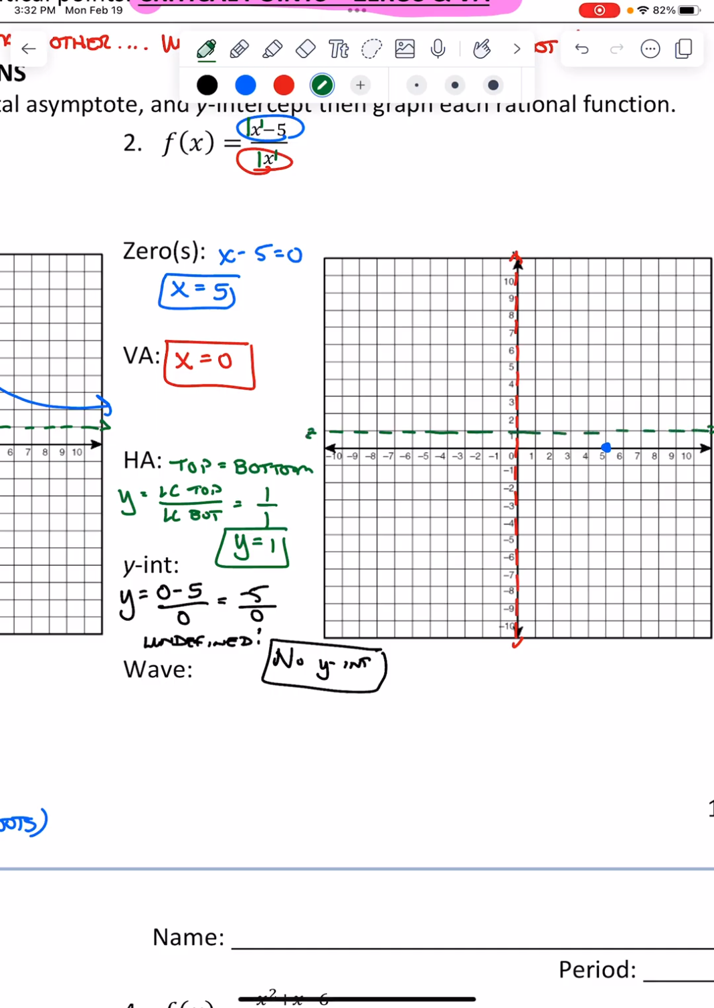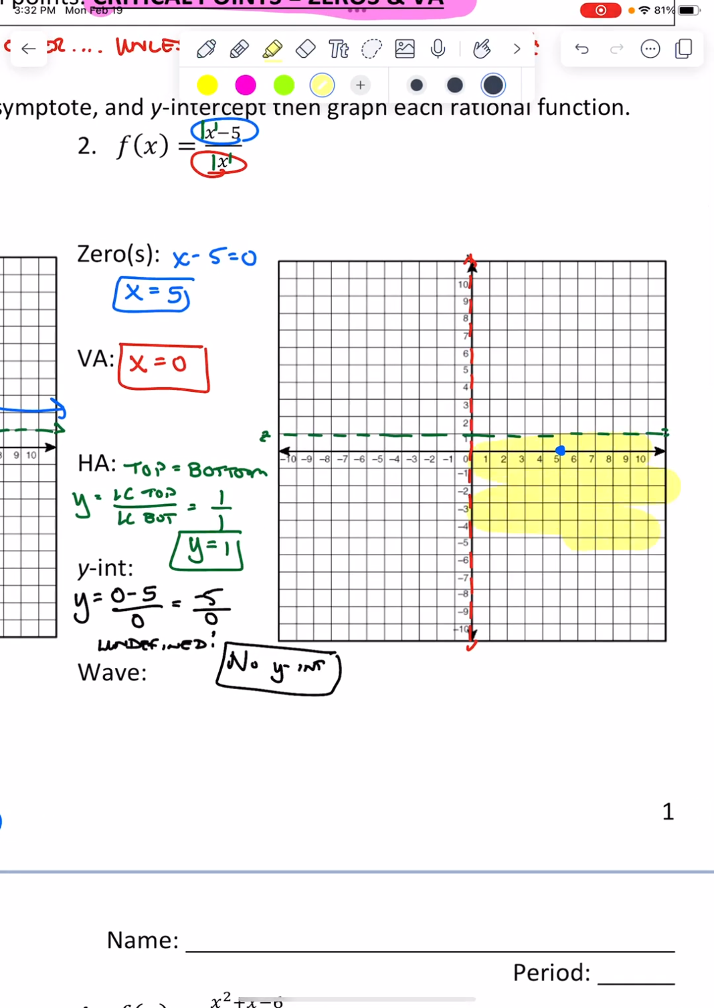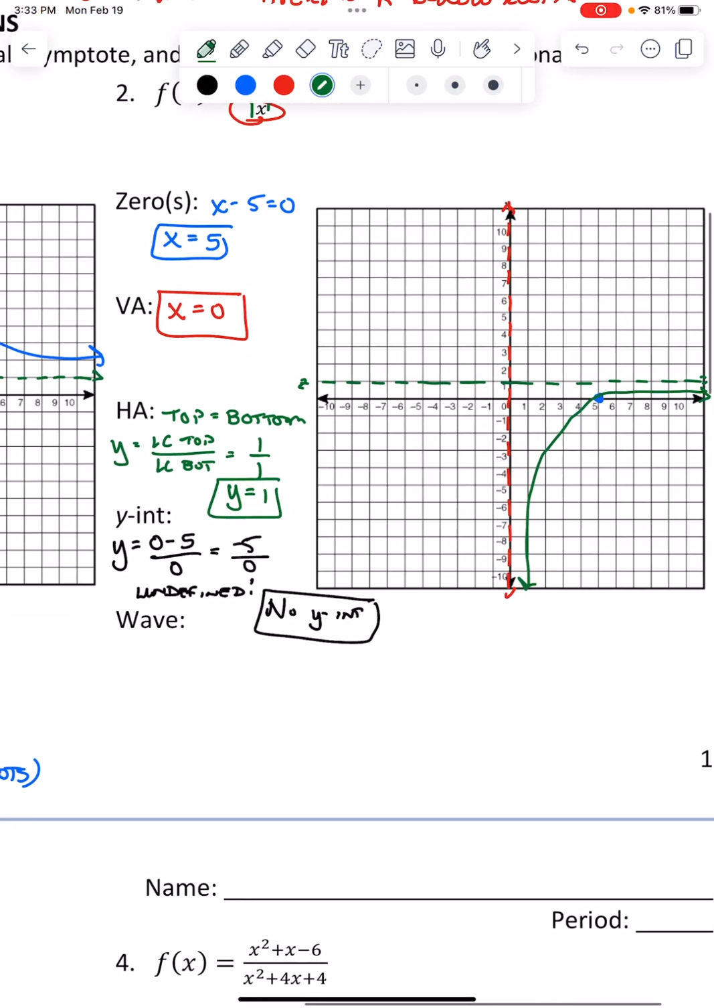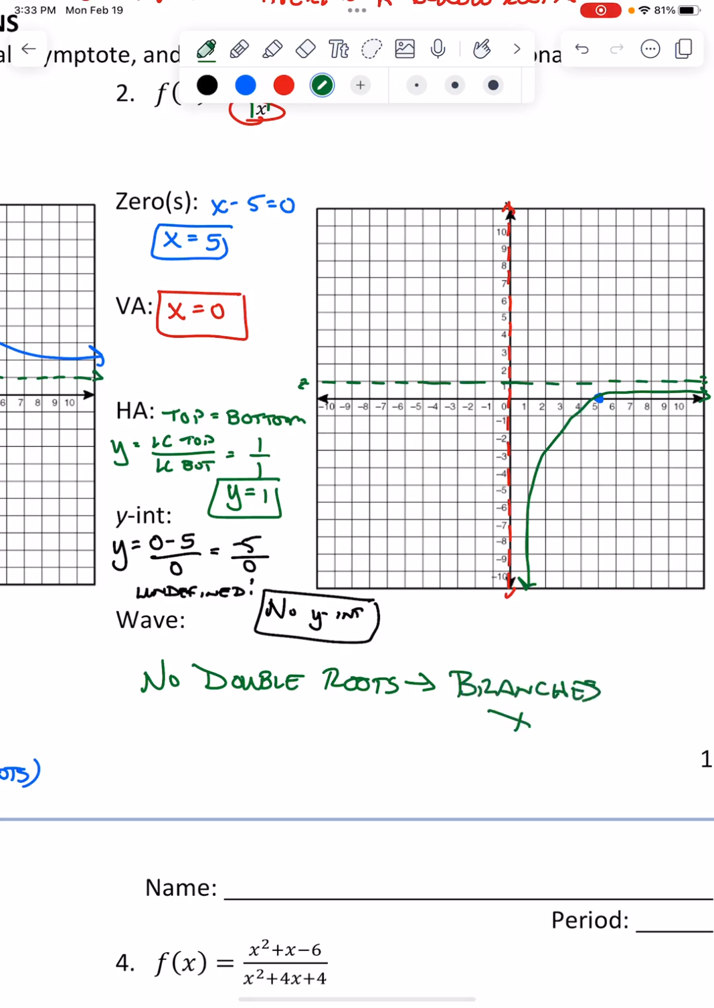Okay? And then, again, since we have a point down here in this little quadrant, that means that a branch is going to be in that quadrant. So as we draw this on here, we got a branch down here, and then there are no double roots. So that means our branches are diagonal from each other. So that means the other one should be up here. Okay? So that's what we're working with.